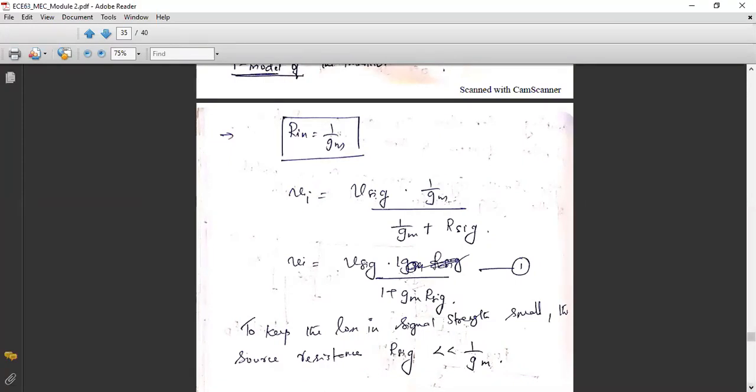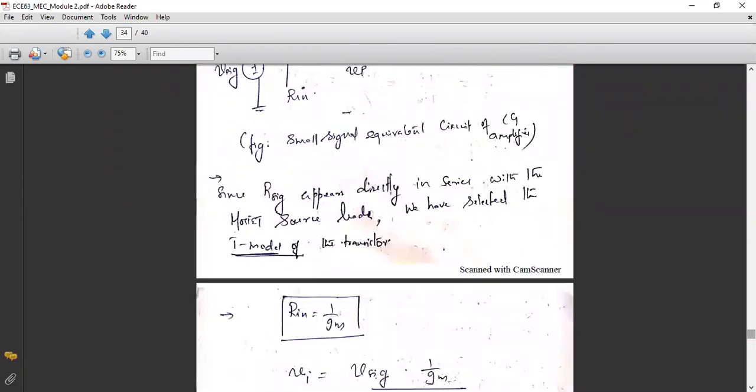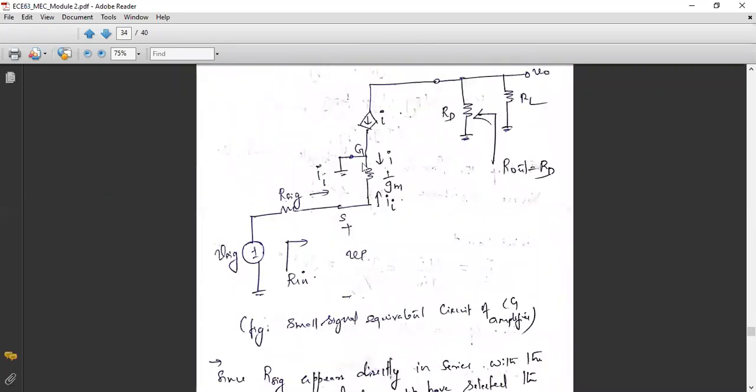Now, as I told you, the value of Rs is very much less than 1 by gm. So while calculating the input current, what is input current? According to Ohm's law, current is voltage divided by resistance. So input current is input voltage divided by input resistance. At the input you have 1 by gm, isn't it? The first derivation was Rin is equal to 1 by gm. Just by looking here, it is obvious that Rin is equal to 1 by gm.